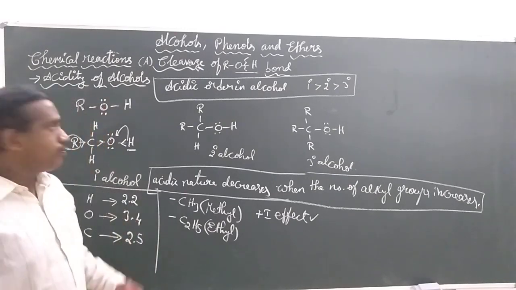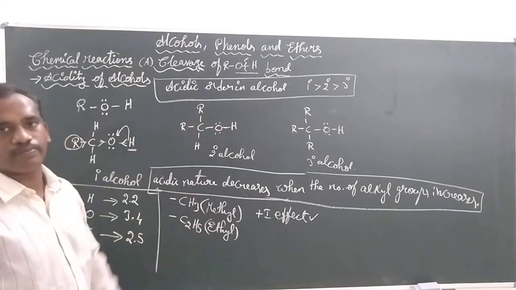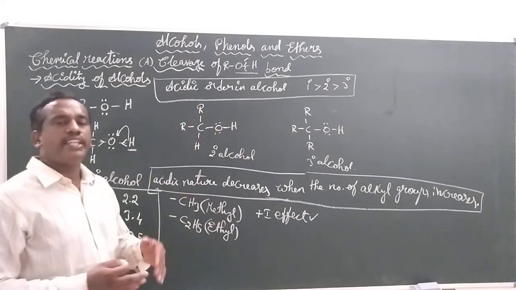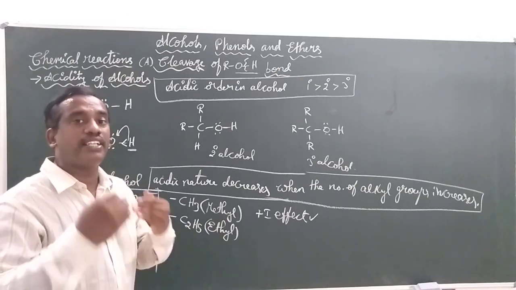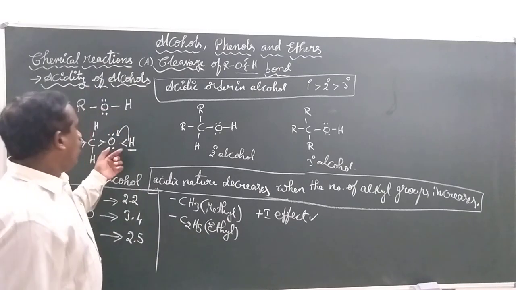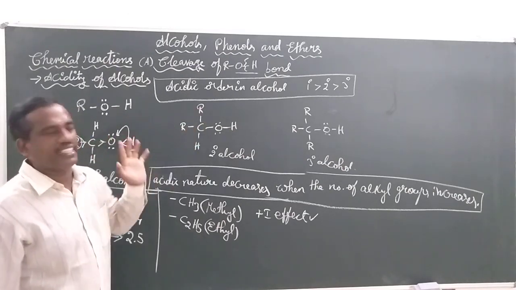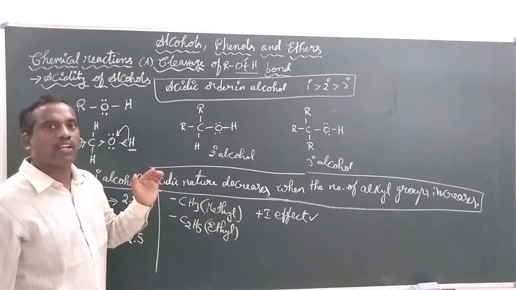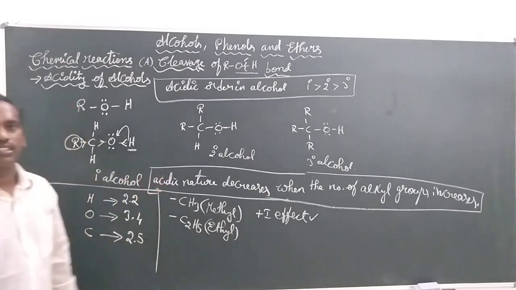So that is the acidic nature order of alcohols. Now let us see what will happen when the H+ ion is given out. In the case of primary alcohols, we discussed that it is highly acidic. When the H+ ion is given up, what will happen? Let us see here.